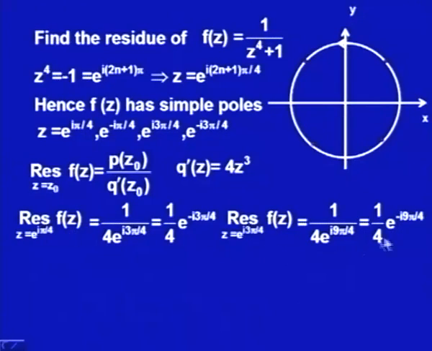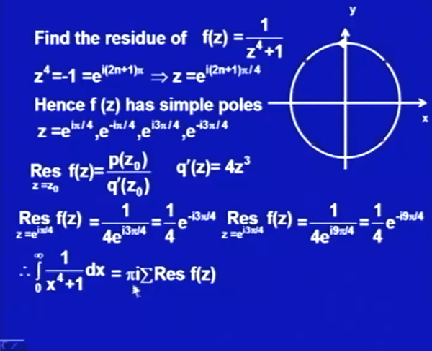So, the residues at both the poles we have calculated. Using our formula, this integral is equal to pi i times the sum of residues at all the poles in the upper half plane. We have got 2 poles, both are simple poles, and we have calculated the residues. Add them up: pi i upon 4 times e to the power minus i 3 pi by 4 plus e to the power minus i 9 pi by 4.